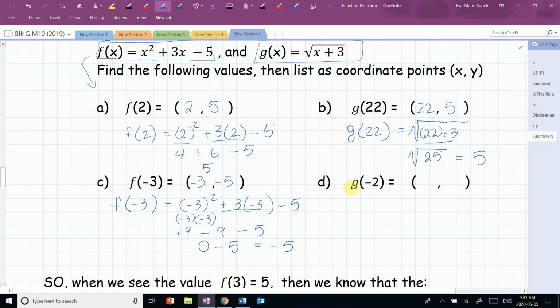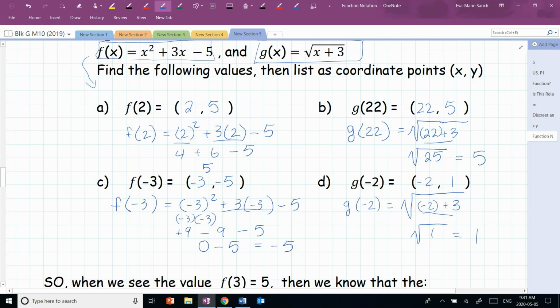The last example of these is when g of x is at -2. So g at -2 means we're going to substitute the x with -2. So we've got our radical sign, right? We're looking at this g of x up here. So the radical sign is going to have -2 in it, plus 3. Simplify in the radical first. So -2 plus 3 is 1. The square root of 1 equals 1. So when x is -2, y equals 1.